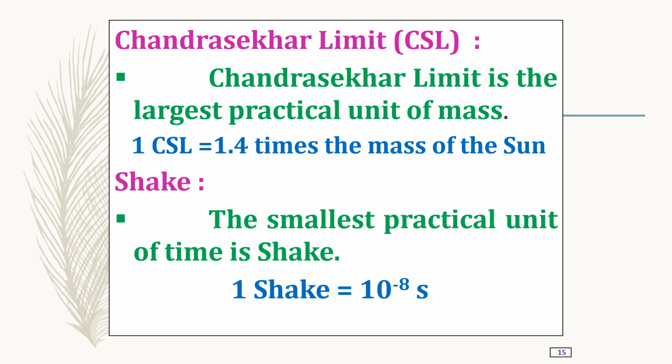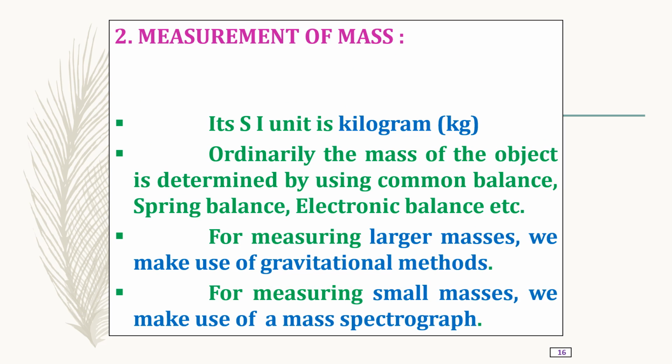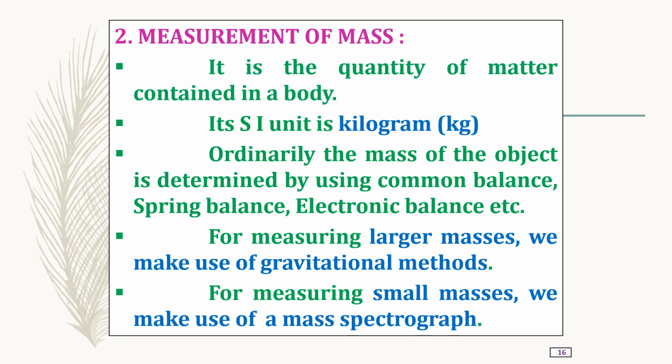The next topic is measurement of mass. It is the quantity of matter contained in a body and its unit is kilogram, kg. Ordinarily, the mass of an object is determined by using a common balance, spring balance, electronic balance, etc. For measuring larger masses, we make use of the gravitational method. For measuring small masses, we make use of a mass spectrograph.